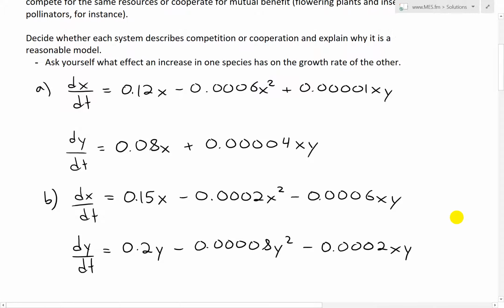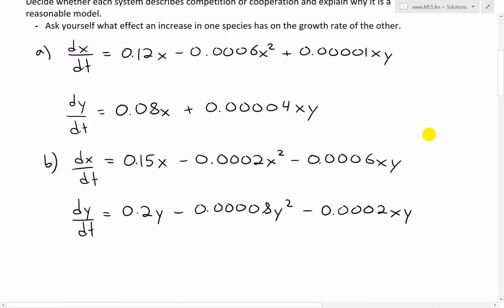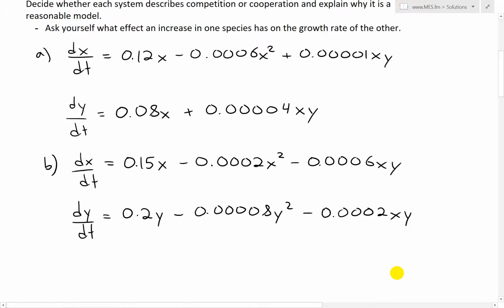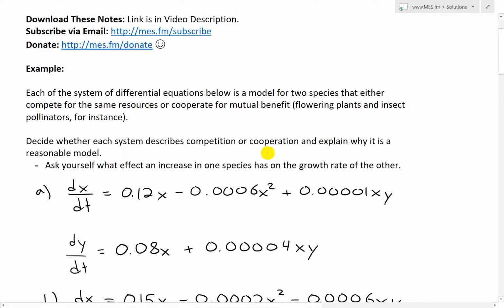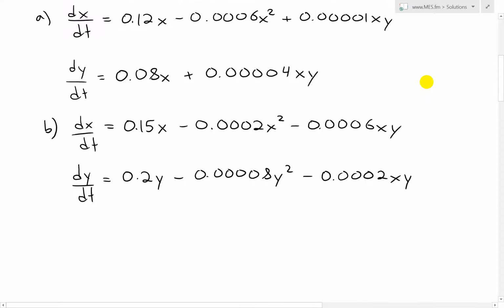So we have part A. This is one model right here. We have dx over dt equals 0.12x minus 0.0006x squared plus 0.00001xy, and the growth rate of the y population, dy over dt, equals 0.08x plus 0.00004xy. We'll go over part B afterwards. So we have to find out if it's a competition or a cooperation type model.